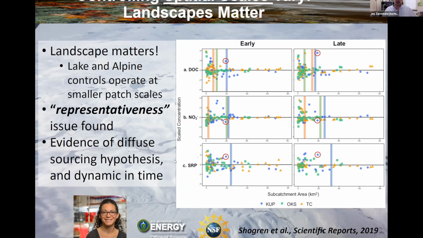And we haven't answered the hypothesis yet of whether it is diffuse or point scale sources that are controlling this chemistry. But what it does look like with these small patch scale patterns that are emerging is that there's evidence for diffuse sourcing of solutes into the river networks, and that we do see that it is dynamic with time, so different from the French studies.